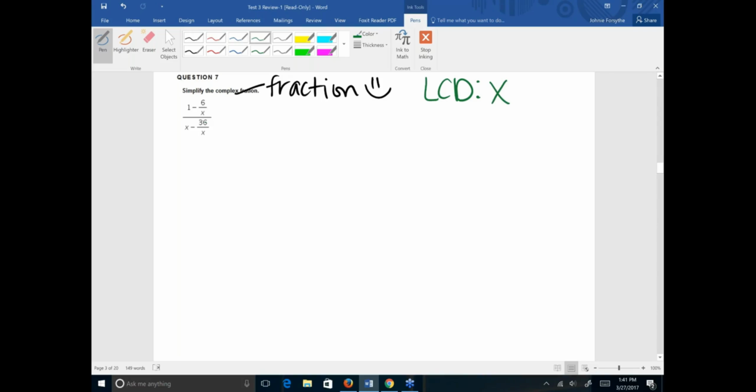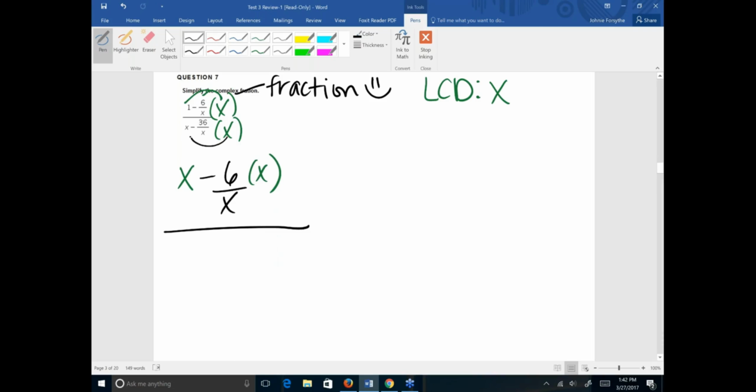And if we look at the denominator here, we have x minus 36 over x. The denominator here at the bottom is just x. So our LCD is simply x. So we're going to multiply the top by x and the bottom by x. So when we do that, x times 1 is x, and then we have minus 6 over x times x, divided by x times x minus 36 over x times x.